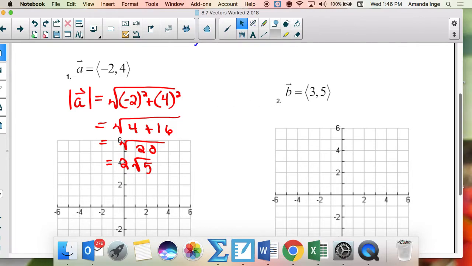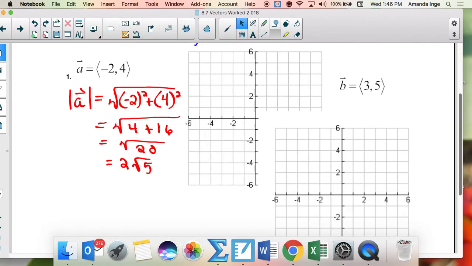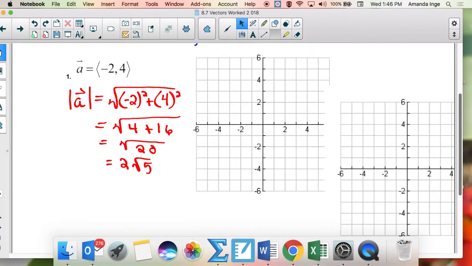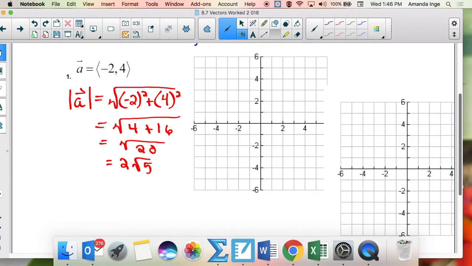Okay, so then let's put this over here. All right, so if you graph this, you're at -2 and 4, and you're starting at the origin, so you're going like that. There's your vector, -2 and 4, because this point is -2, 4. Okay, everybody?